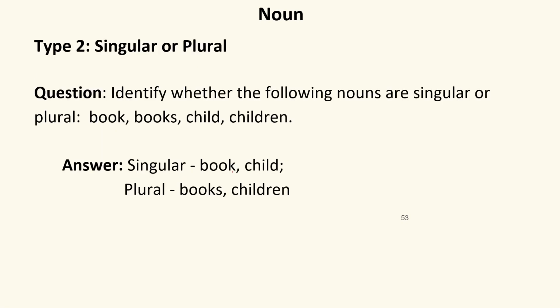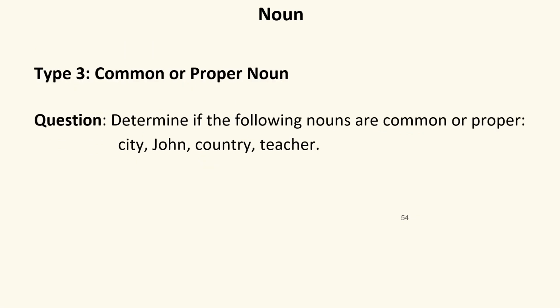So you can see the answer over here. Singular nouns are book and child, whereas plural nouns are books and children. Determine if the following nouns are common or proper.